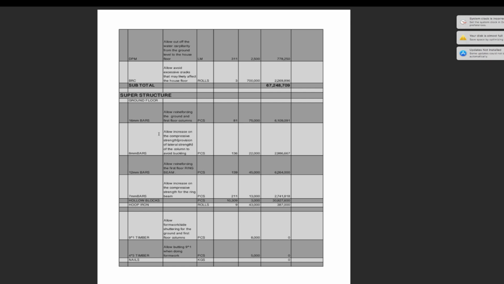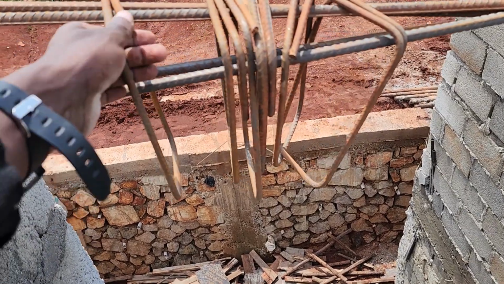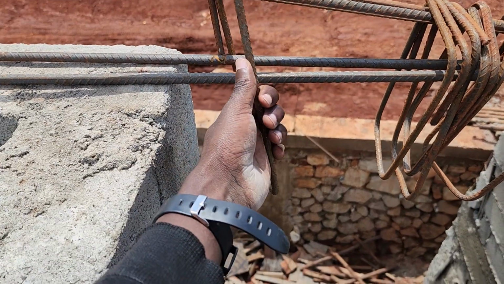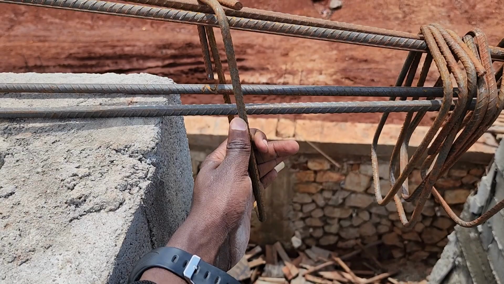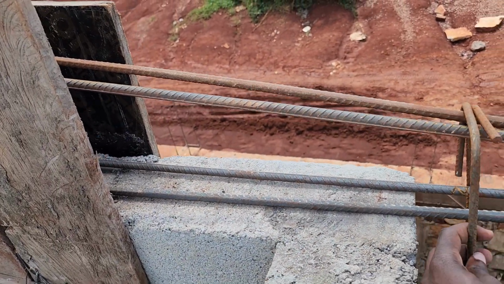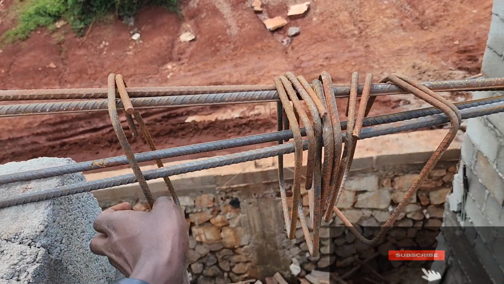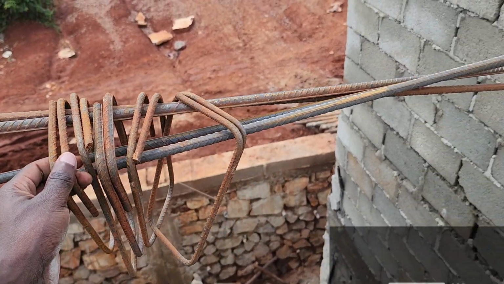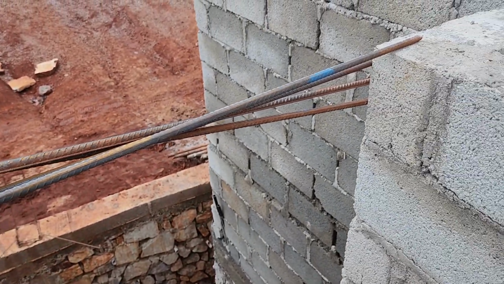We bought 7mm bars. These 7mm bars, we used them to make rings that were in the first floor ring beam. We bought 211 pieces, and each piece costed us 13,000 shillings, and that costed us 2,741,800 shillings.